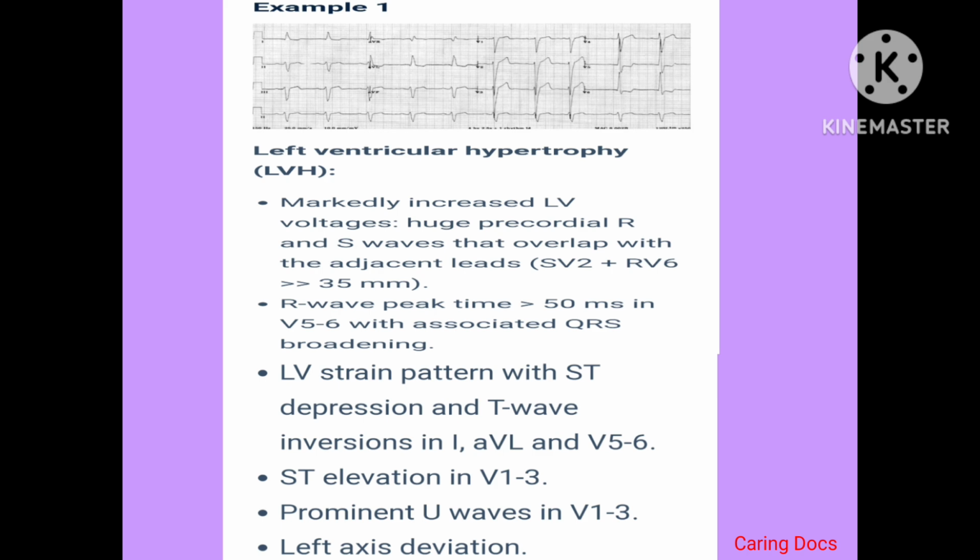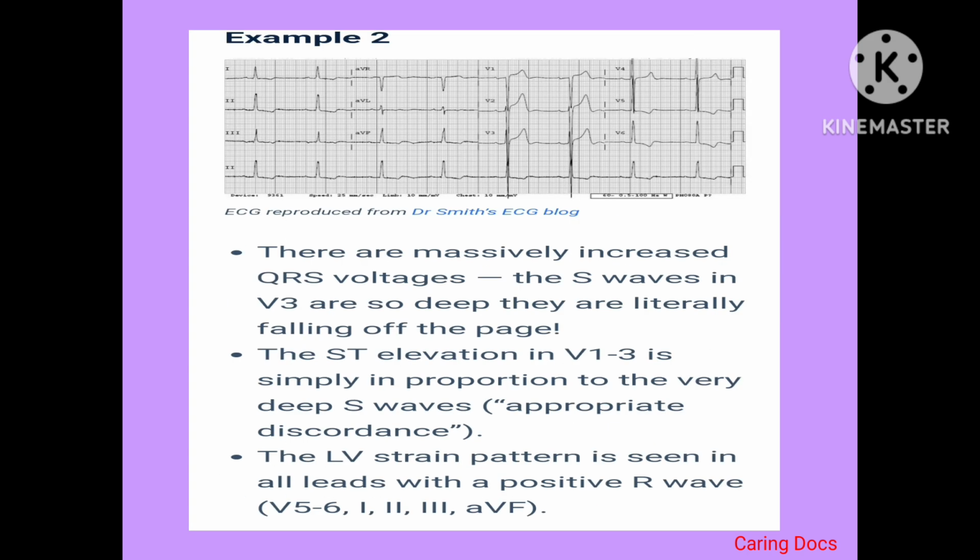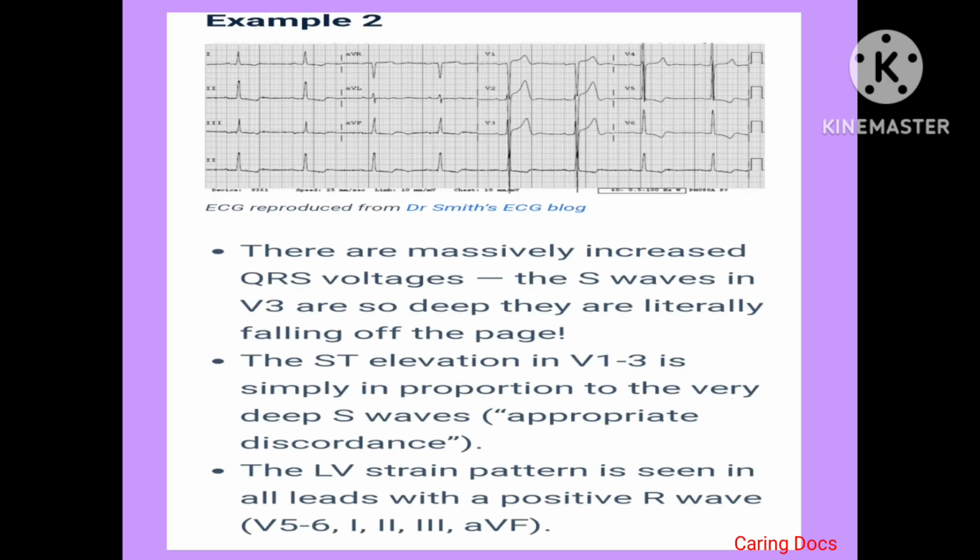And if we see this ECG, we can see there are wide QRS voltages, and the S wave in V3 is so deep that it is literally falling off the page, and the ST elevation in V1, V3 is simply in proportion to the very deep S wave, that is the appropriate discordance. The LV strain pattern is seen in all leads with positive R wave, that is V5, V6, lead 1, 2, 3 and AVF.